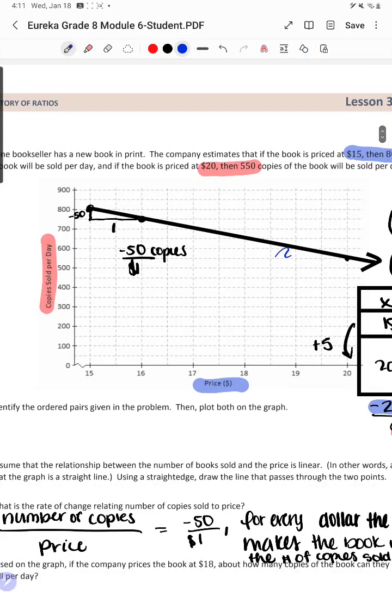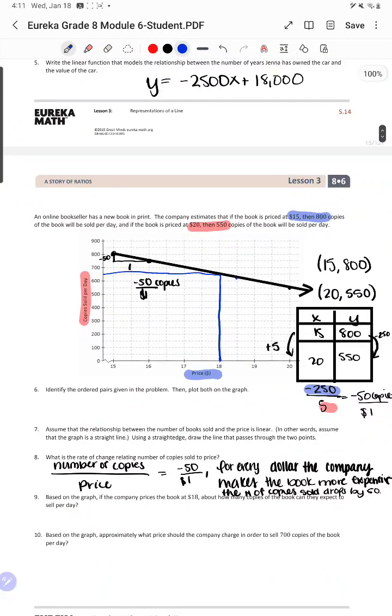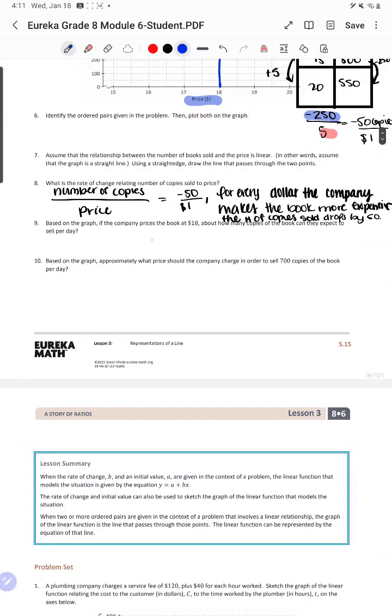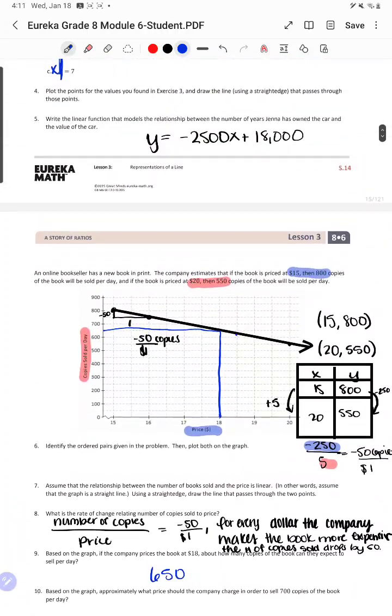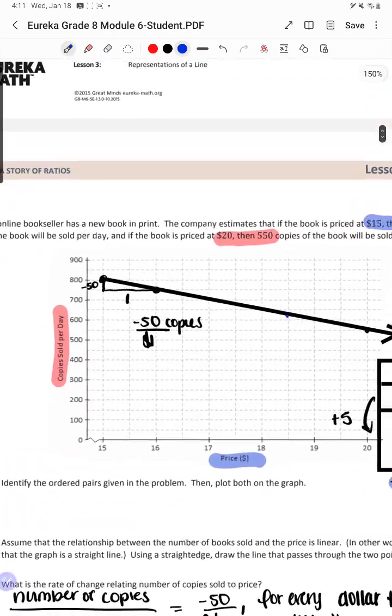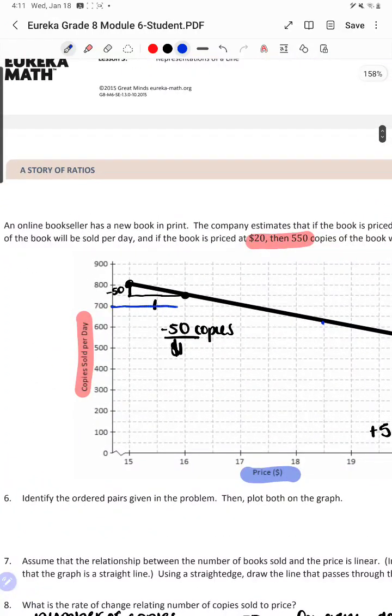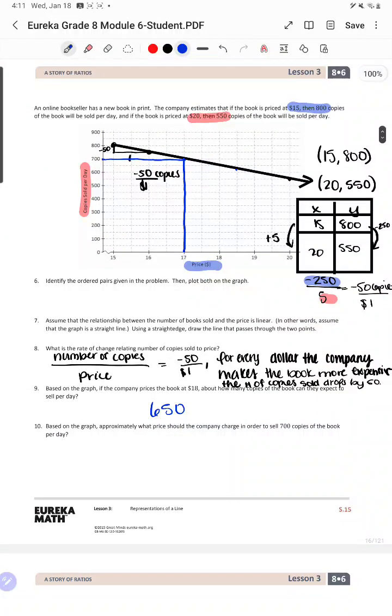So we can just draw a line, and we can figure that out. So that'd be 650 copies. And then the company wants to know, in order to sell 700 copies of the book per day, what should they sell the book at? So we're going to go over here to 700, and we're going to see what they priced that book at. And they priced that book at $17.